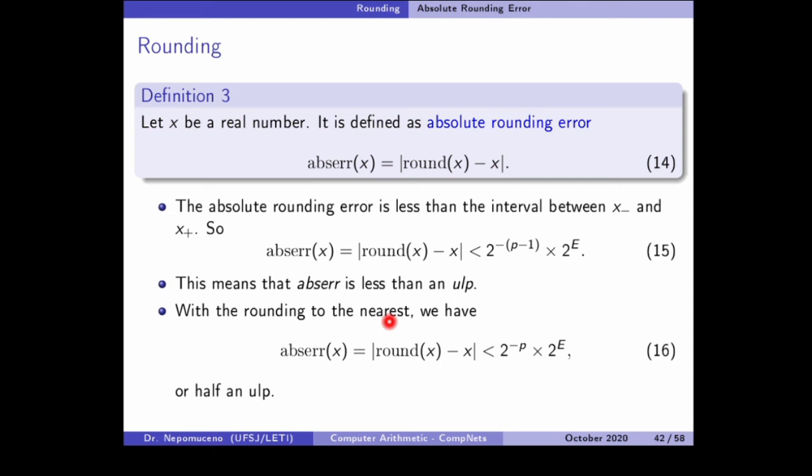Let x be a real number. We define the absolute rounding error. Equation 4 represents the distance between the real number x and its representation in the computer. The absolute rounding error is less than the interval between x minus and x plus, so the absolute error is lower than the ULP. With round to nearest, it is half of the ULP.